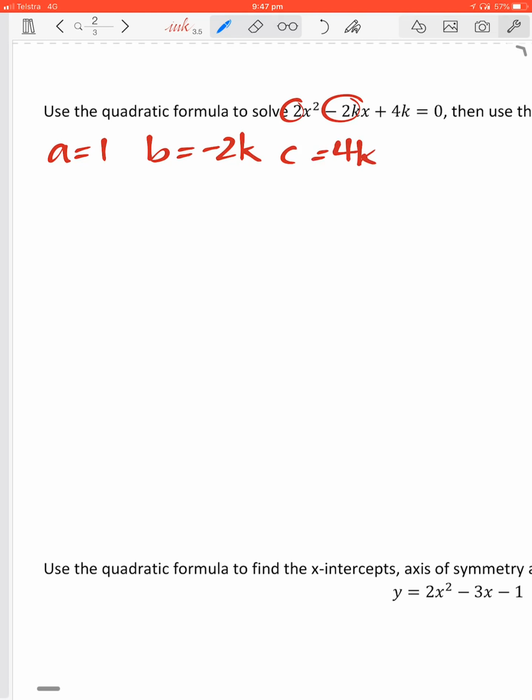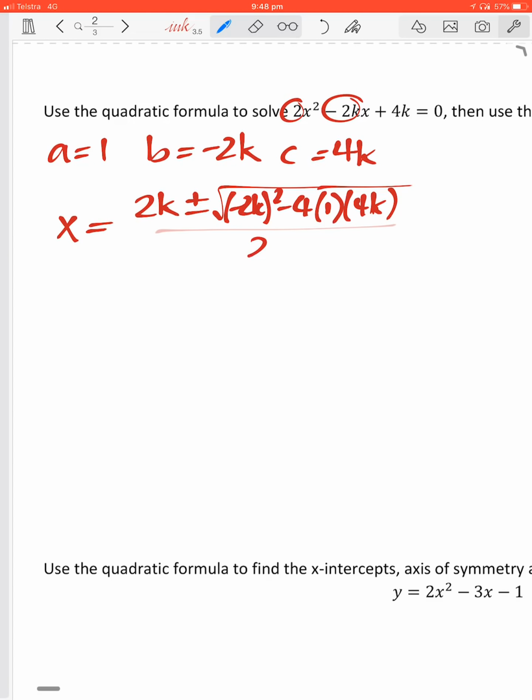Okay, so we know x is -b, so 2k, because it's negative -2k, plus or minus the square root of b squared, so (-2k) squared, minus 4 times 1 times 4k, all on 2a, which is 2k plus or minus the square root of 4k squared minus... have I buggered something up here? B squared, oh, a is 2.